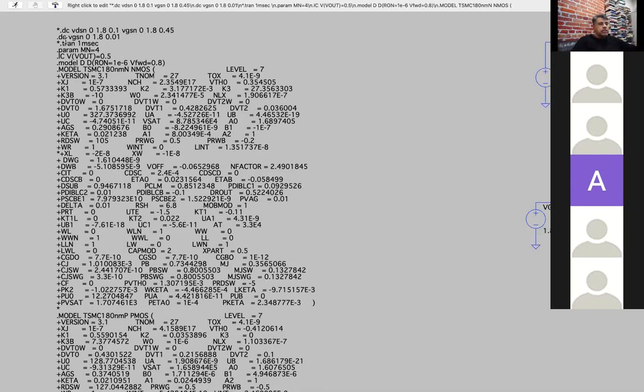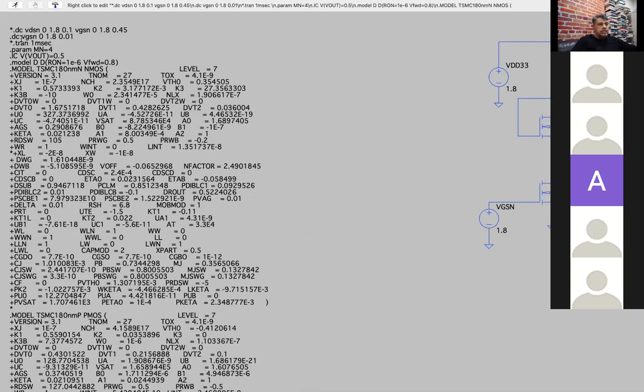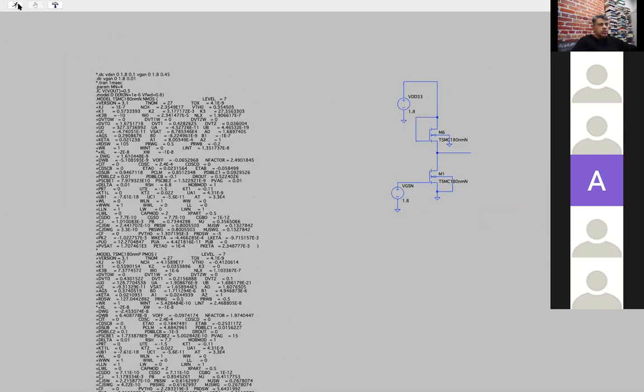Okay, so I'm doing a DC operating point analysis, and this .dc is taking the voltage source VGSN and sweeping it from 0 to 1.8 volts in 10 millivolt increments. Now it's not the nicest user interface in the world. So now I'm going to just plot the output. That plotted, and so you see I swept the horizontal axis.